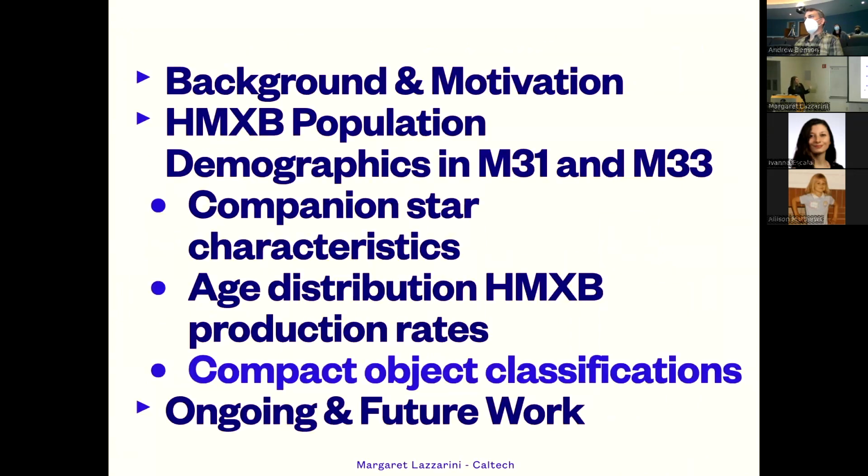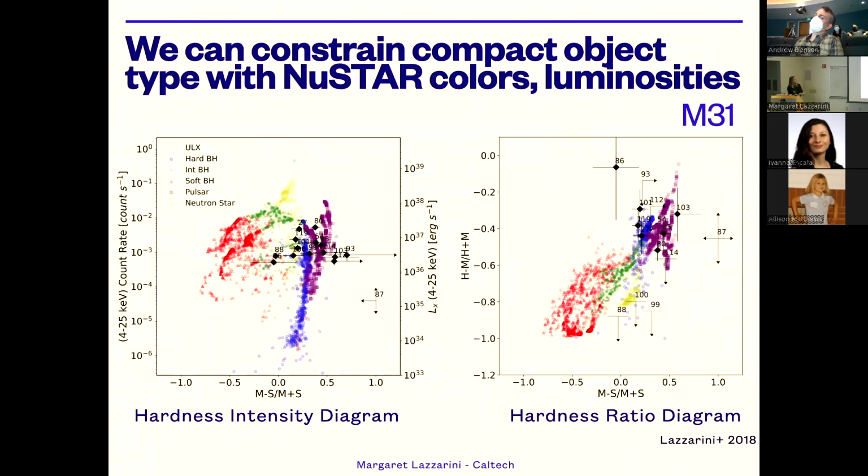Okay, so moving on from the age distribution and production rates, I'm going to talk briefly about the compact object classifications. How do we actually try to figure out what type of compact objects we're looking at? We can constrain the compact object type using the NuSTAR colors and luminosities. There's a lot going on in these plots, but just focus at the beginning on the left plot, which is a hardness intensity diagram, essentially a color magnitude diagram in X-rays.